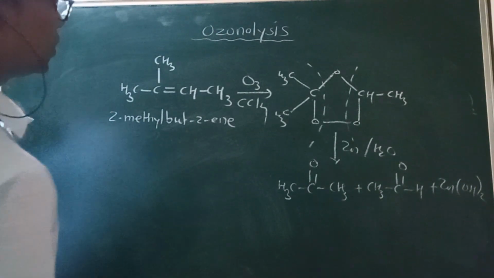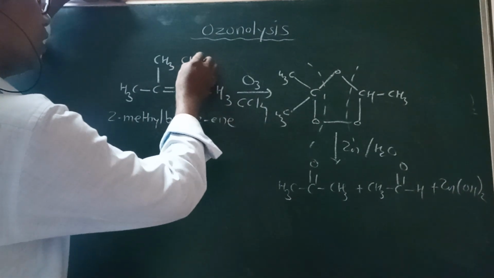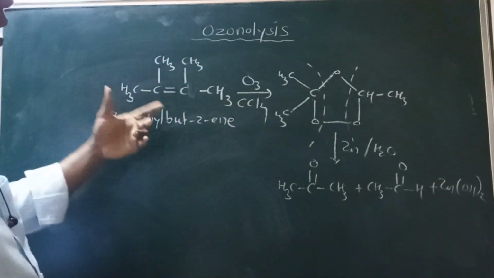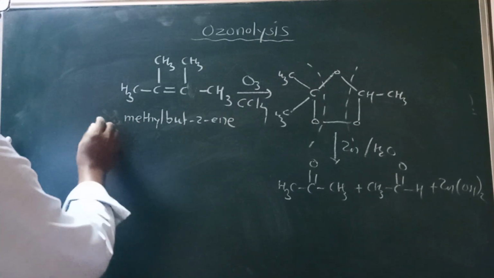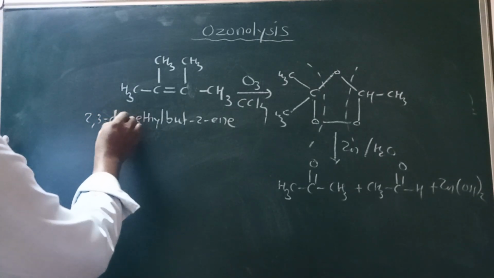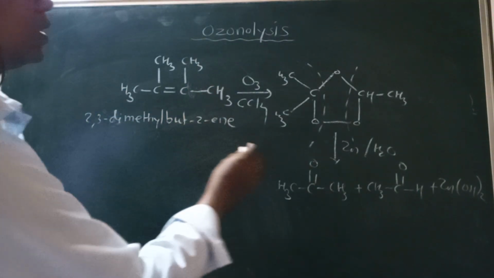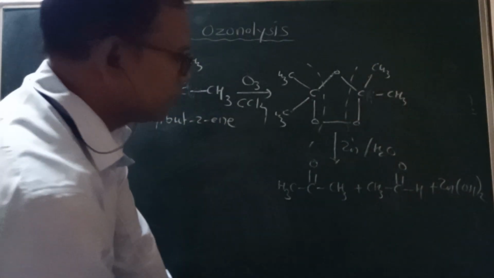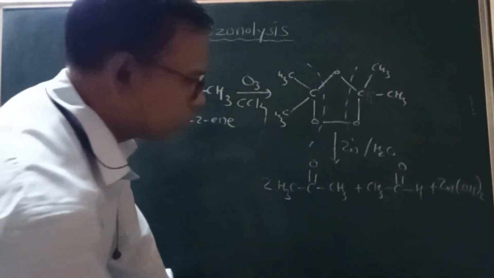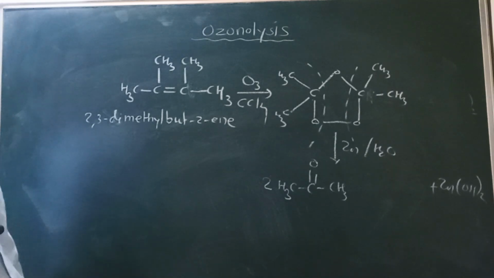Yes. Now suppose I replace this hydrogen by CH3, so the alkene becomes a symmetrical alkene. It becomes 2,3-dimethylbutene, which is a symmetrical alkene. So what will happen? This hydrogen gets replaced by CH3, so we'll get two molecules of acetone, plus zinc hydroxide, Zn(OH) twice. Got it? Yes, very good.